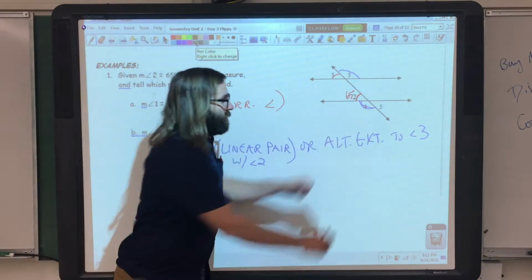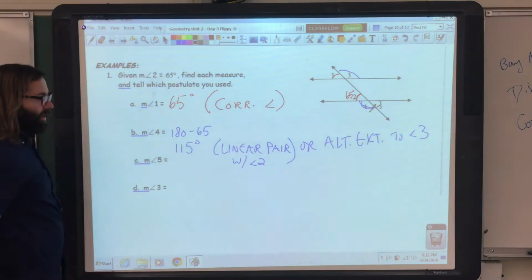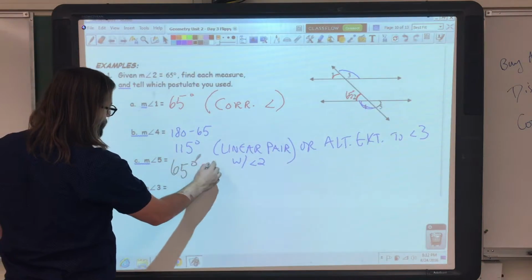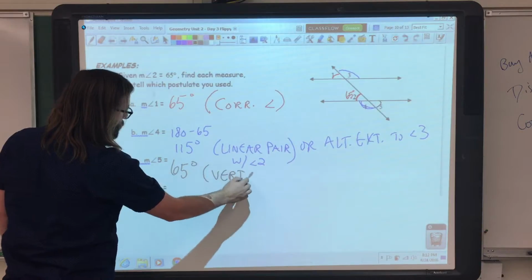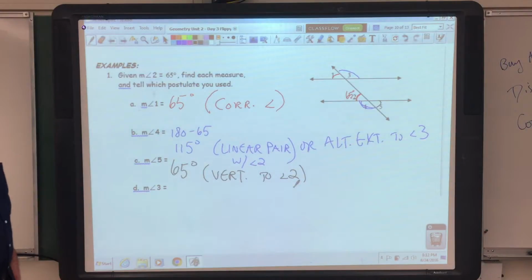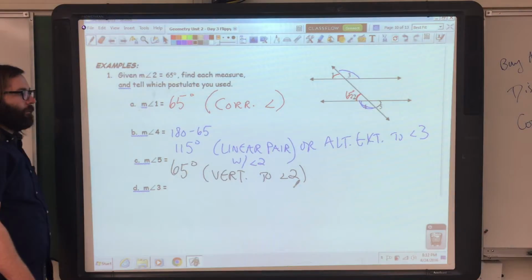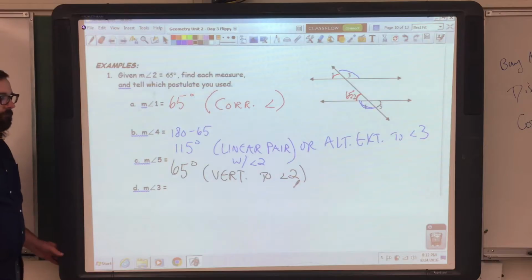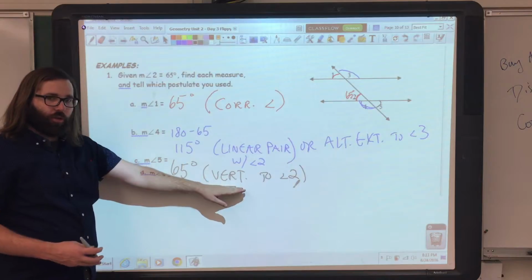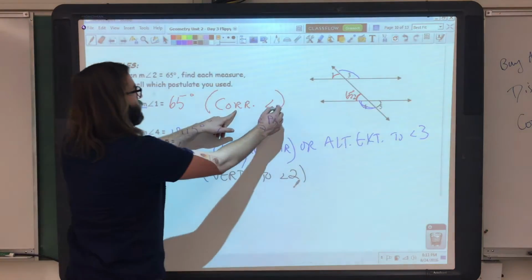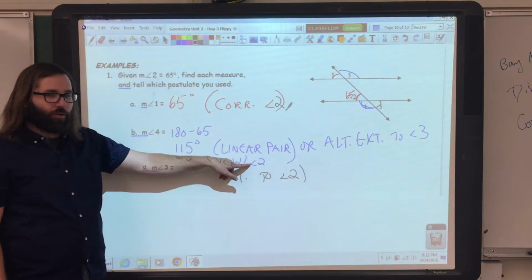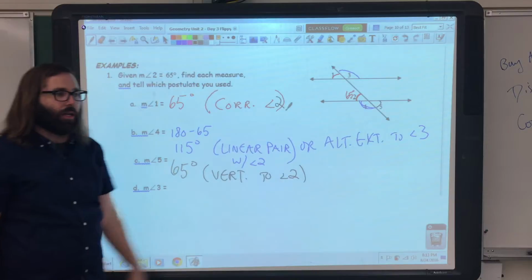Okay, angle 5, right here. You should recognize that that is a vertical angle. So angle 5 is going to be 65 degrees because it is vertical to angle 2. When you tell which postulate, you have to say which. This is vertical to 2. This is corresponding to 2. This is a linear pair with 2, or it's an alternate exterior to 3.